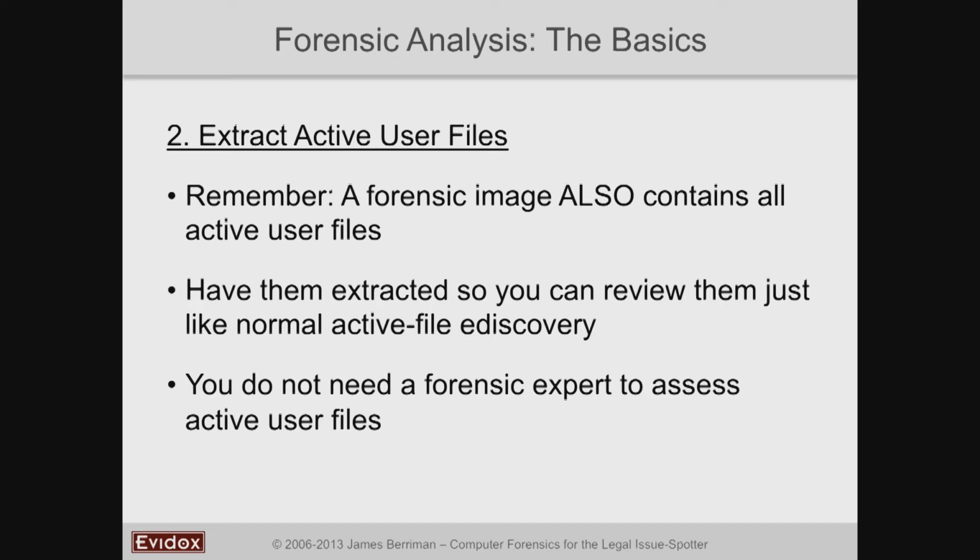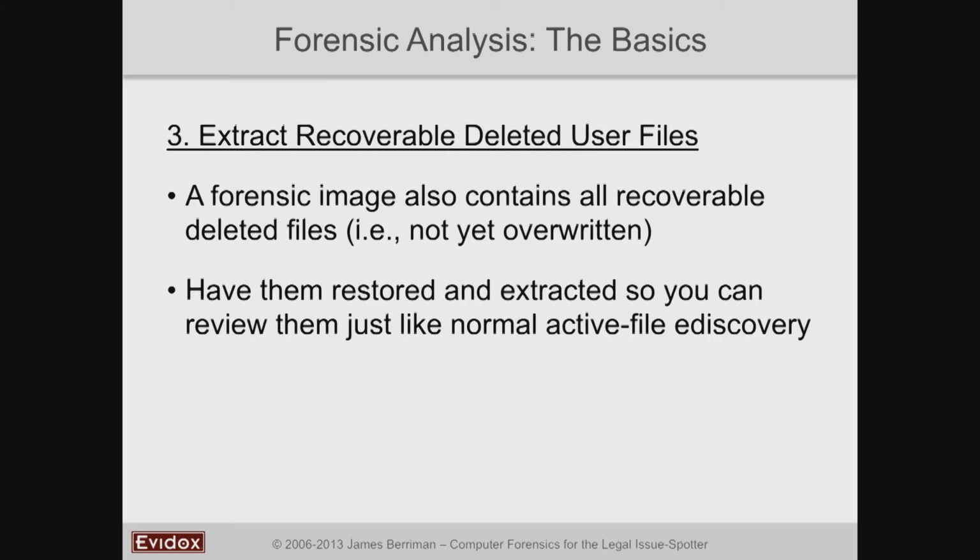Next thing you can do, extract the active user files from that forensic image. The fact that you've done forensic preservation doesn't mean you can't also do traditional active file e-discovery. Have your forensic expert simply pull out all the Word documents, all the Excel spreadsheets, and give them to you to review like any other normal e-discovery. Extract recoverable deleted files. If the file has not been overwritten, like the client list in our scenario, the pink document, that can be pulled out and you, the attorney, can review it just like any other active file.